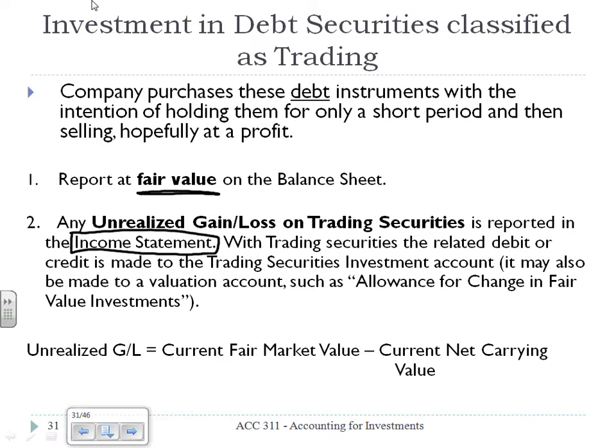Now, to determine the unrealized gains and loss, we take the current fair market value minus the current net carrying value of the trading securities portfolio. And so that's going to be basically, if we use the allowance account, the asset plus or minus the allowance. If we don't use the valuation account, it's just going to be the asset account.